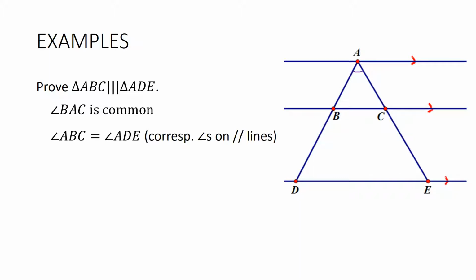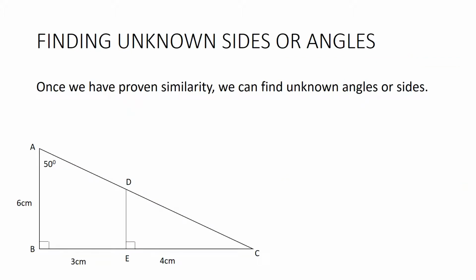And then the second one, you just pick whichever one you want. Which one do we do? ABC. So here is equal to ADE. Reason: corresponding angles on parallel lines. Okay, we've done it. Now just sum up. Therefore, triangle ABC is similar to triangle ADE. Reason: equiangular. Once we've proven similarity, we can find unknown angles or sides, just like we did with congruence.